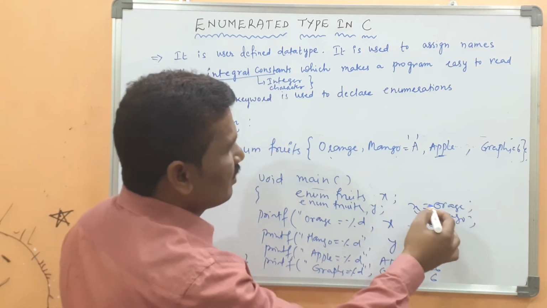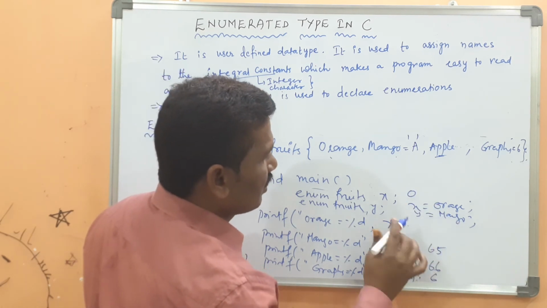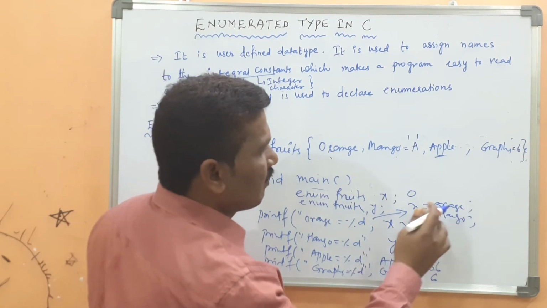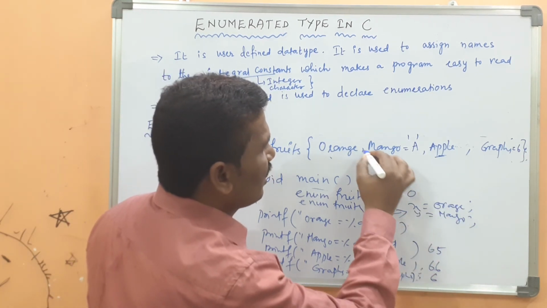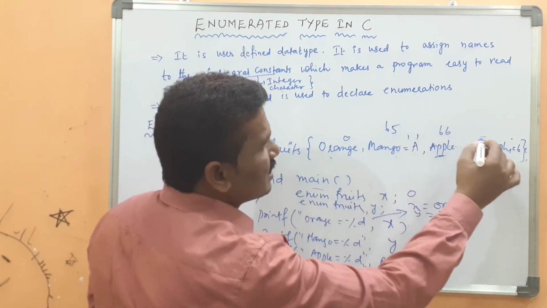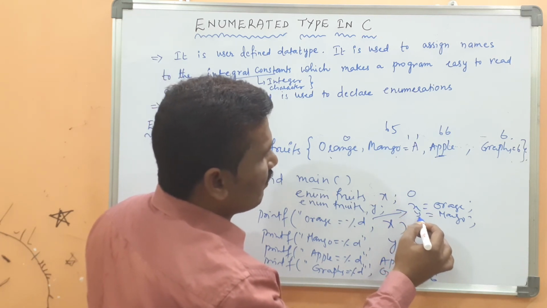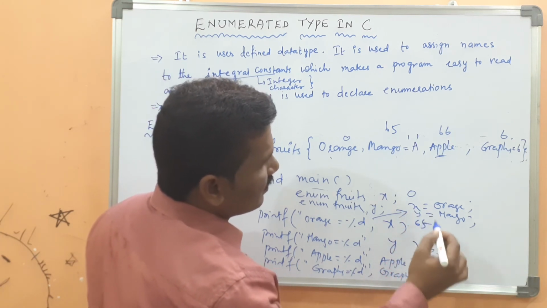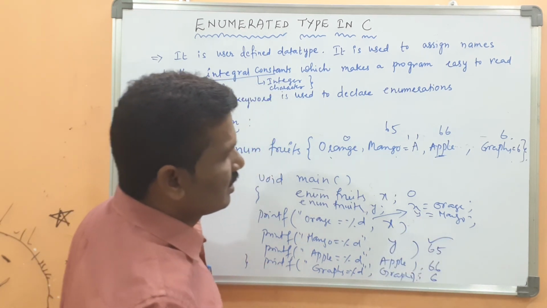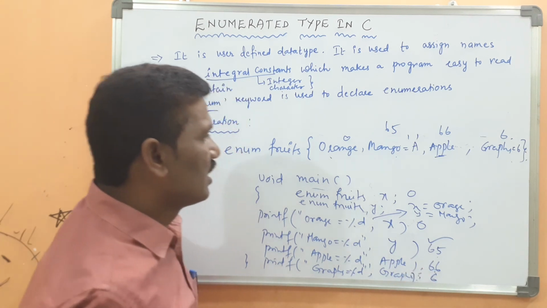What is the orange value? It becomes 0. What is the x value? Because here you write the statements x equal to orange, y equal to mango. The orange value is 0, mango is 65, apple is 66, grapes is 6. Then the x value becomes 0. What is the y value? 65. So the values are 0, 65, 66, and 6.